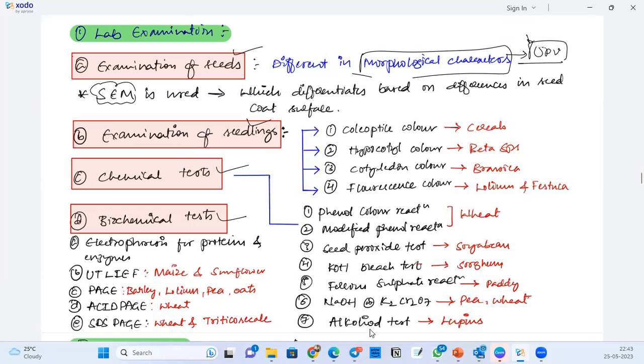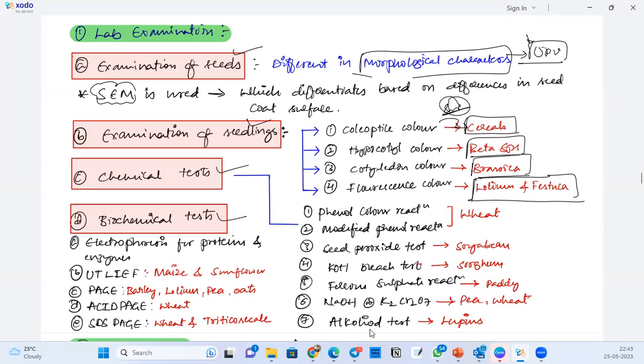Next, we have the examination of the seedling, and this is particular to certain specific crops. For example, the coleoptile color test is common for cereals, the anthocyanin test is common for beta species, the cotyledon test is common for brassica, and lastly, there is a fluorescence test which is limited to lolium and festuca. You should be able to remember which test is specific to which crop. This is the important thing to remember.